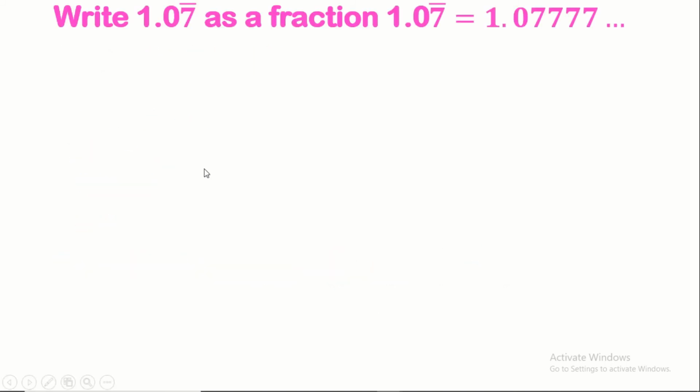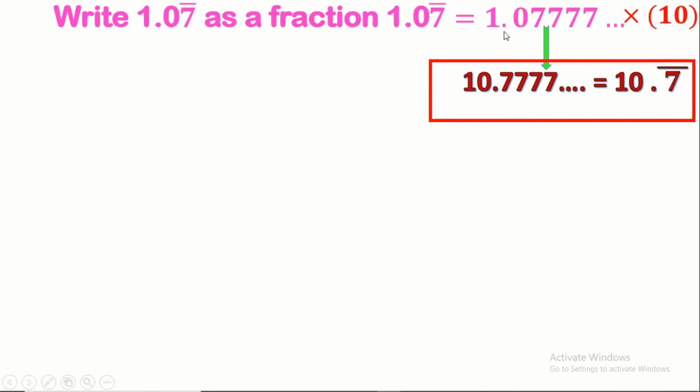Finally, a very important special case. If we have, for example, 1.07 bar, how to solve such a question? As you see here, only 7 is the periodic part. So it's 1.0777. How to deal with such a number? We need to isolate the periodic part alone. We don't need this 0. So in this case, we multiply it by 10 to get rid of the 0. When we multiply it by 10, we move the point by one digit, so it's 10.777, which is 10.7 bar.